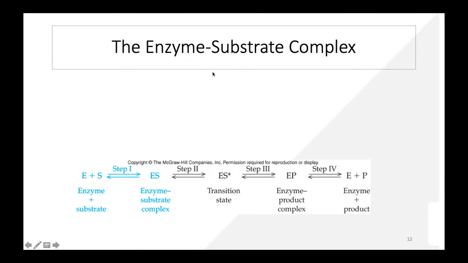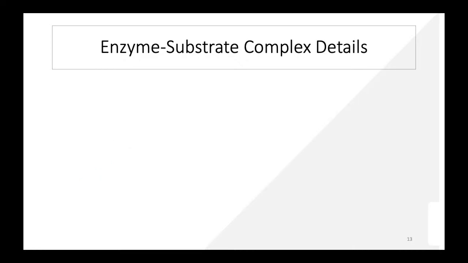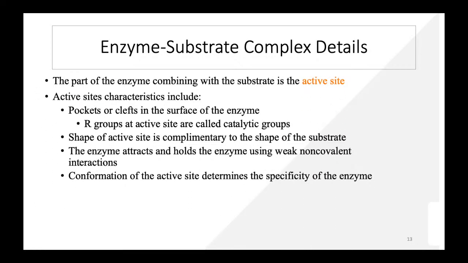Then comes the enzyme substrate complex, where enzyme plus substrate gives rise to enzyme substrate. Then there's a transition state, the enzyme product complex, then enzyme plus product. So these reversible reaction steps represent the steps in any enzyme catalyzed reaction. The first step involves formation of the enzyme substrate complex. ES is the enzyme substrate complex, EP is the enzyme product complex. Further, enzyme substrate complex details are shown here, that the part of the enzyme that combines with the substrate is the active site.